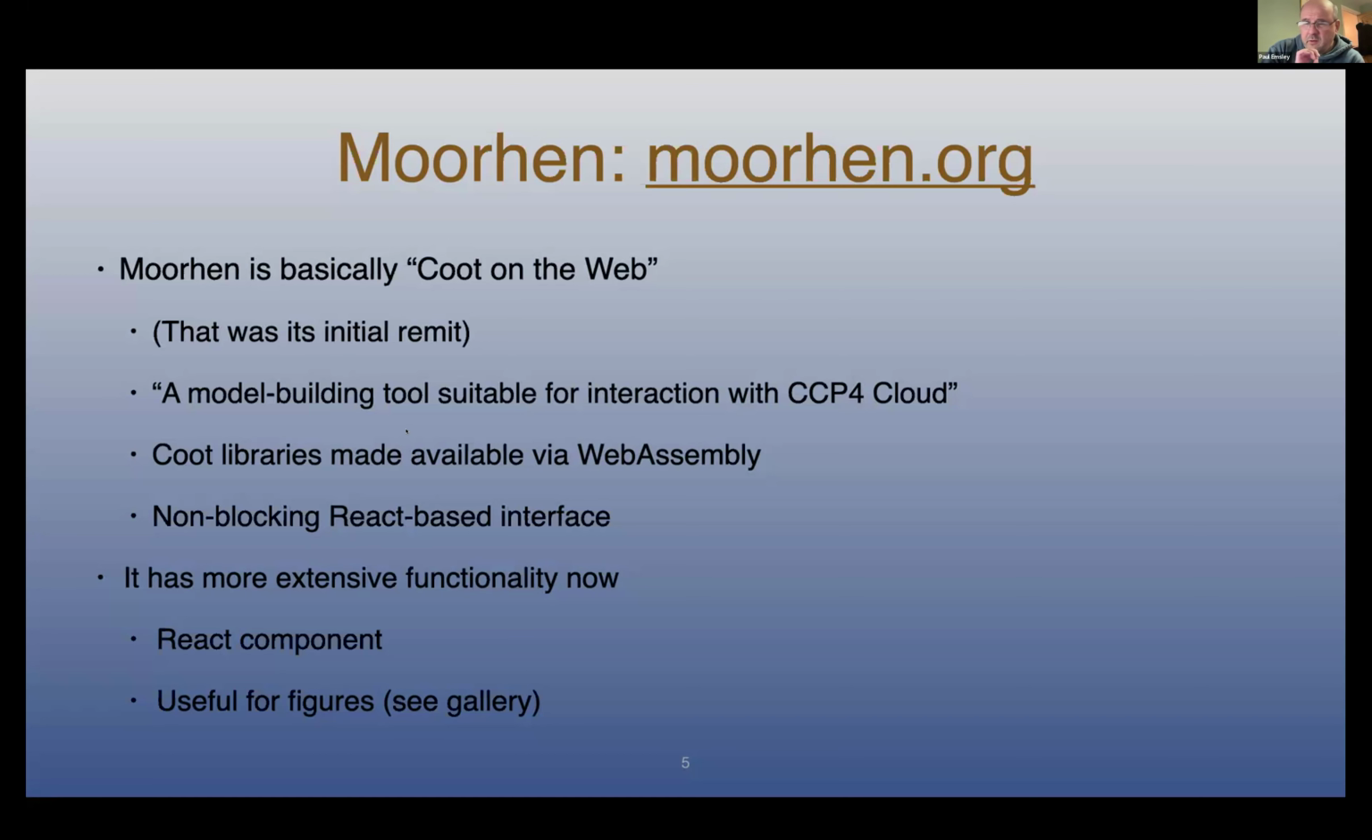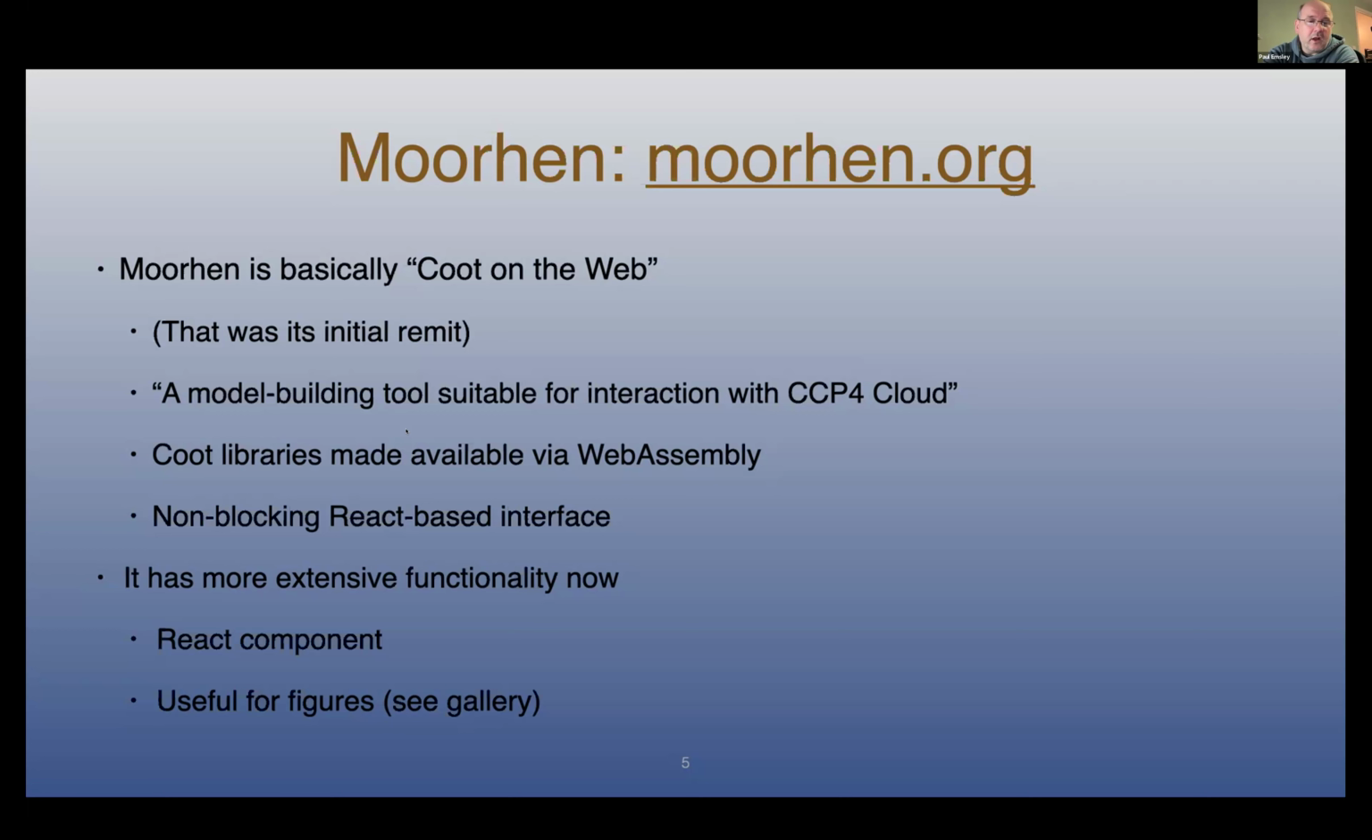So there's this project called CCP4 Cloud where one uploads one's data, perhaps even from the synchrotron, so no transfer from your local machine is necessary. The data are then put into the CCP4 Cloud, and that needed a tool where one could manipulate the models and do validation without downloading them. So it's all done on the server. And Moorhen provides that functionality.